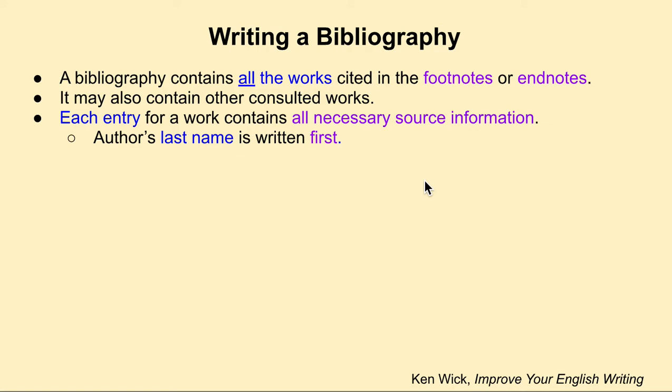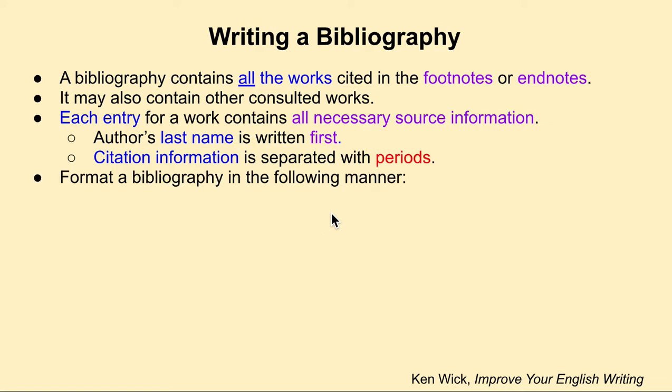The author's last name is written first. If you saw those examples, the author's last name was always written first. The source citation information is separated with periods. I've been pointing that out with all the examples. And you format a bibliography in the following manner. Now, I just went over how footnotes are formatted, but the bibliography is formatted a little differently.